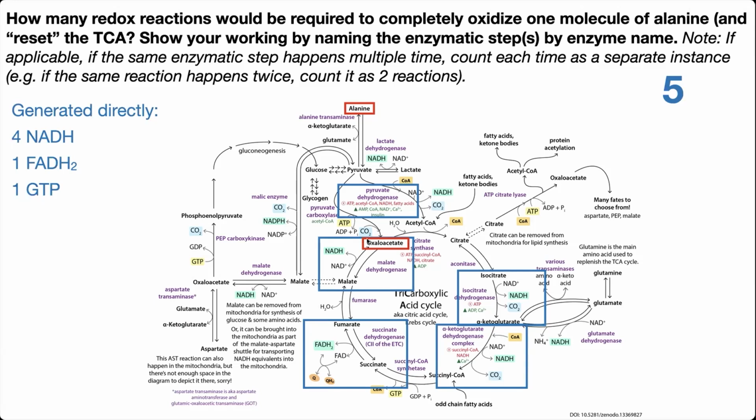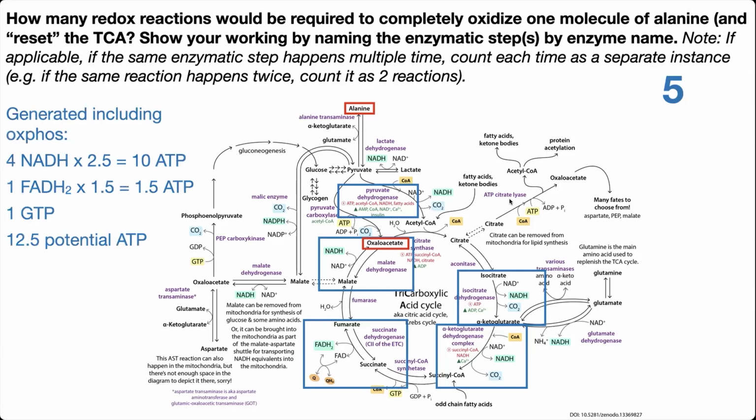And we could also think about, what did we generate directly? Well, we generated 1 NADH here, and then we get 3 in the cycle, so it's 4 NADH. We also generated 1 FADH2 and 1 GTP. And if we include oxphos, we do the math like we did before, so we multiply each NADH by 2.5, each FADH2 by 1.5, and then we take into account what we had generated directly, and we end up seeing that we can get 12.5 potential ATP.